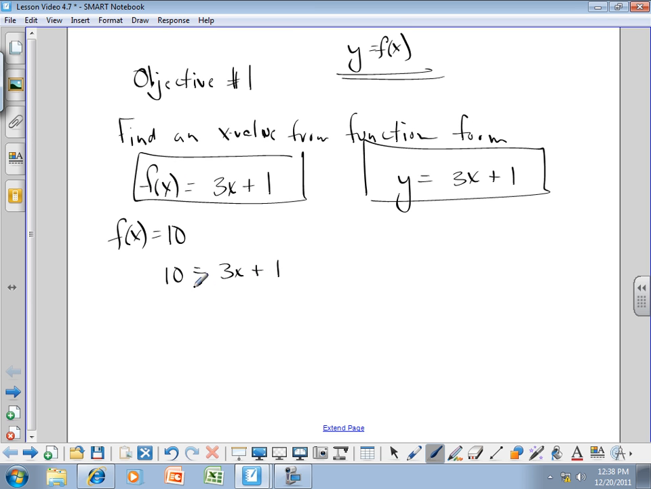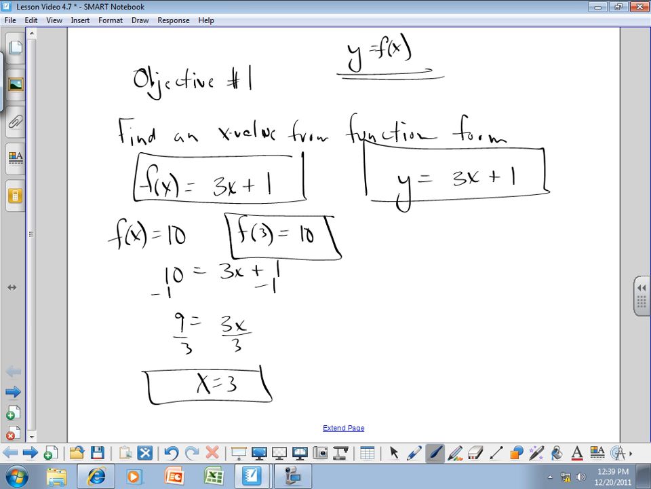And now we've got an equation that we can solve. We could subtract 1, 3x equals 9, divide everything by 3, and come up with x equals 3. And so if you put a 3 in for x, you get a value of 10. Or we could say f of 3 equals 10. So if they're going to ask you to find the x value from function form, that just means you're going to set whatever this is equal to, in this case, the 10.